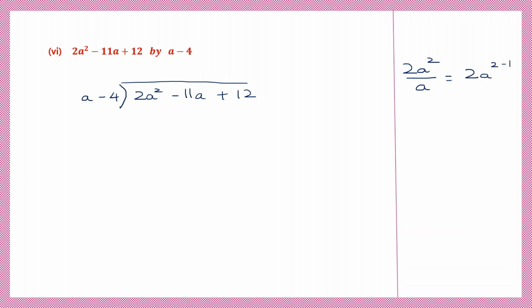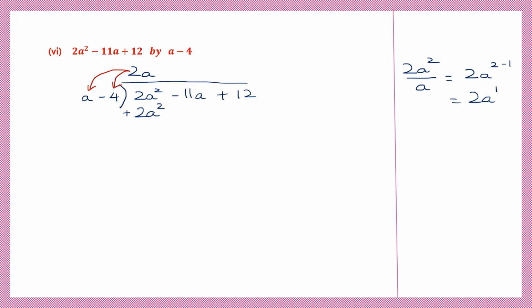Question 6. Let's divide 2a squared minus 11a plus 12 divided by a minus 4. So take the first term of the dividend and the first term of the divisor and divide. So 2a squared divided by a. The number is 2, a to the power of 2 minus 1, which is 2a to the power of 1. So let me write 2a. Now I'm going to multiply 2a into a. So the number is 2, then a into a is a to the power of 2. This is plus.